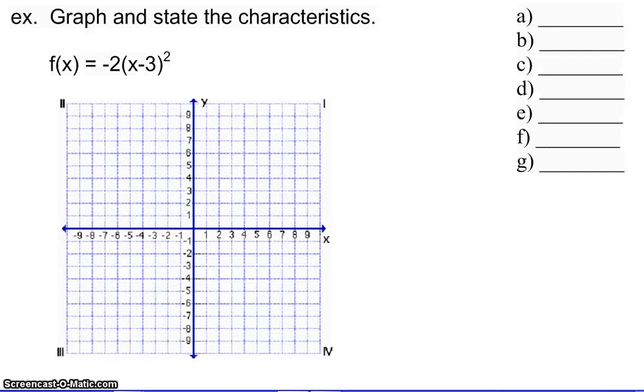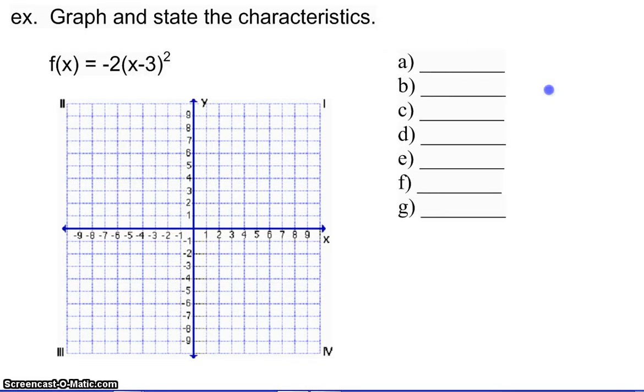So what I would like you to do is type this one in. And I would like you to pause the video and attempt to answer the characteristics, the same ones that go back to the first page, the vertex, max, min value, line of symmetry, etc. Go ahead and pause the video and answer these questions, and then we will check our answers. Okay, when you type this in, your graph should look like this.